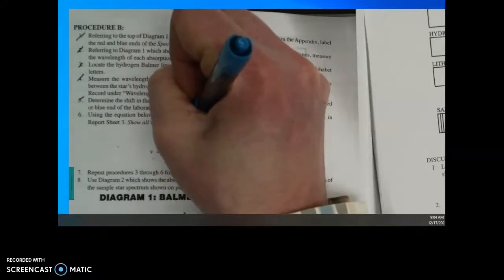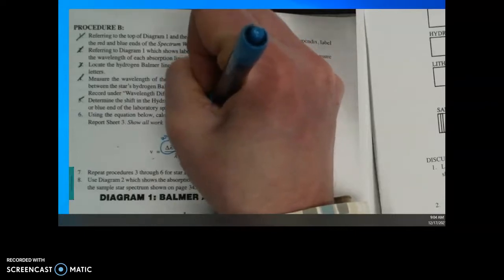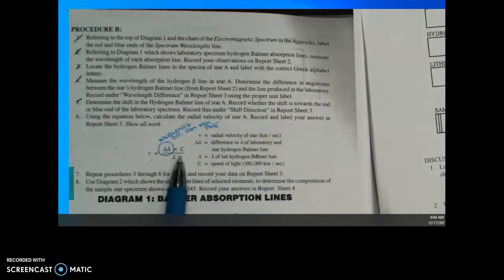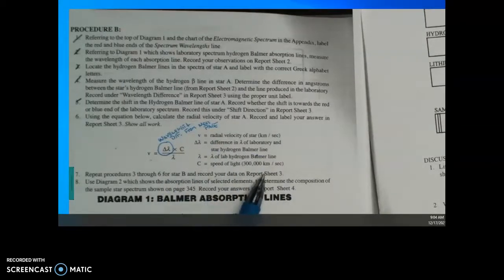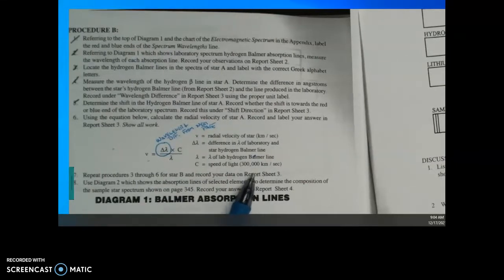Wavelength difference from next page, times the speed of light. Now the speed of light you don't have to solve anything for because it's a constant. It's 300,000 kilometers per second. Okay, so that's just already there.